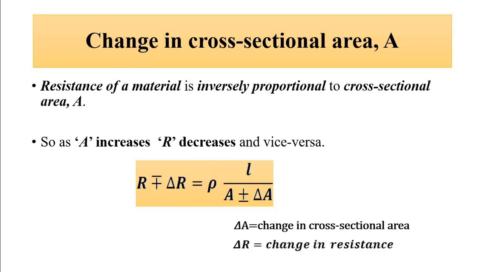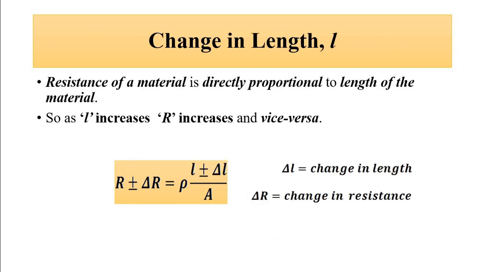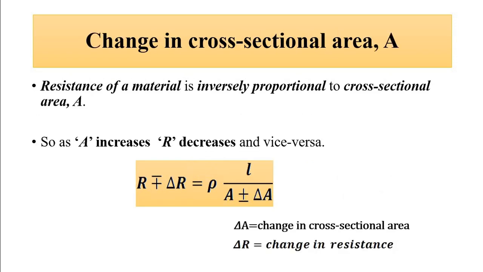Similarly, for cross-sectional area, here you will see it is opposite. Here it was plus minus, same order. Here it is minus plus, plus minus. Why? Because resistance is inversely proportional to cross-sectional area. So an increase in area contributes to a decrease in resistance, plus delta A, minus delta R, and a decrease in area by factor delta A contributes to an increase in resistance by delta R. So this is the basic principle.